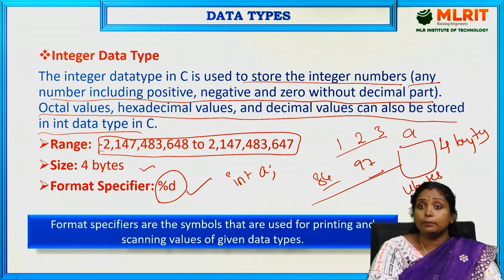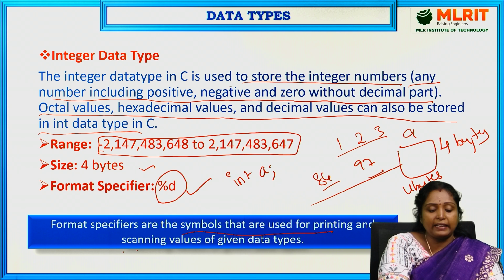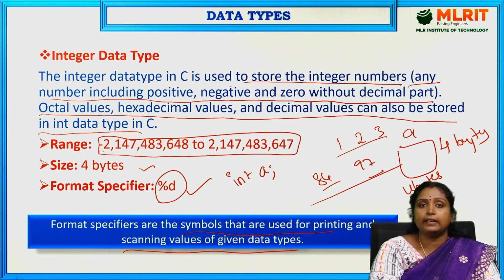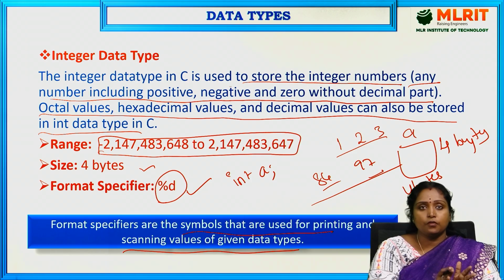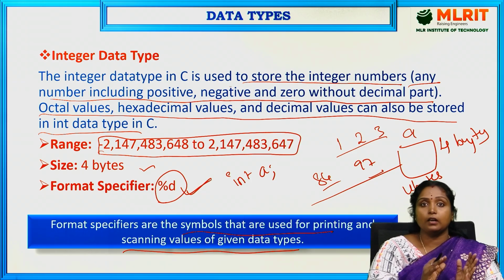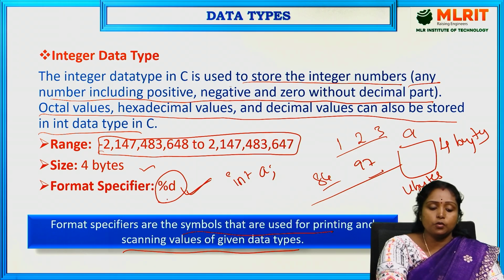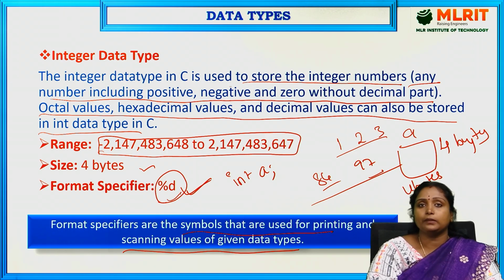What is meant by format specifiers? Format specifiers are the symbols that are used for printing and scanning values of given data types. For each data type, you will have different format specifiers. These are the symbols used to print the value of that particular variable. For integers, we are going to use %d as the format specifier.